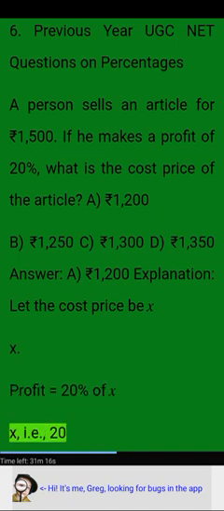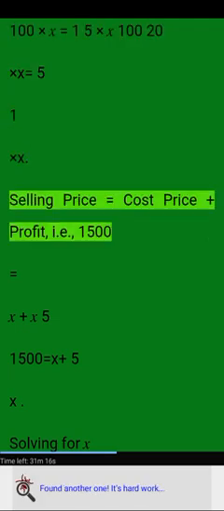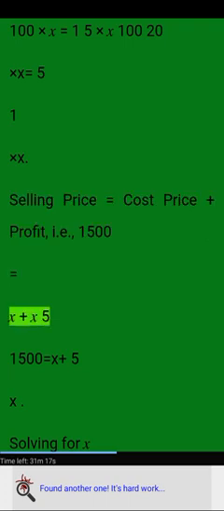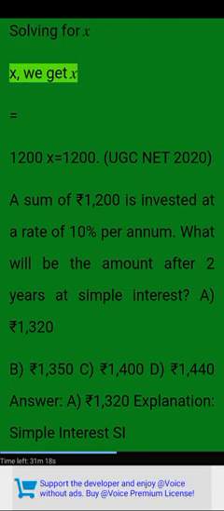100 times X equals 1.5 times X. 120 times X equals 5 times X. Selling price equals cost price plus profit, i.e., 1,500 equals X plus X over 5. 1,500 equals X plus X over 5. Solving for X, we get X equals 1,200.